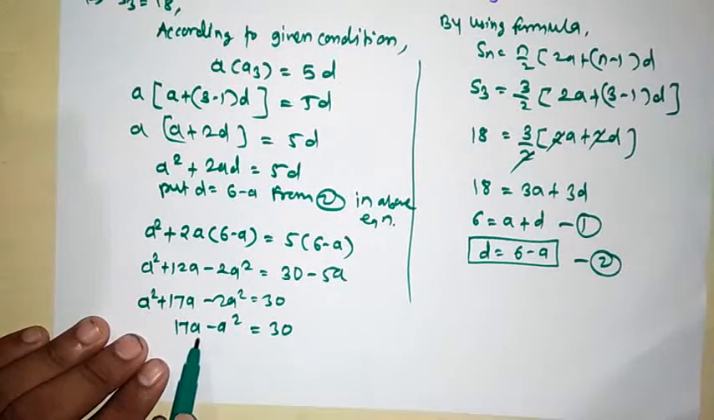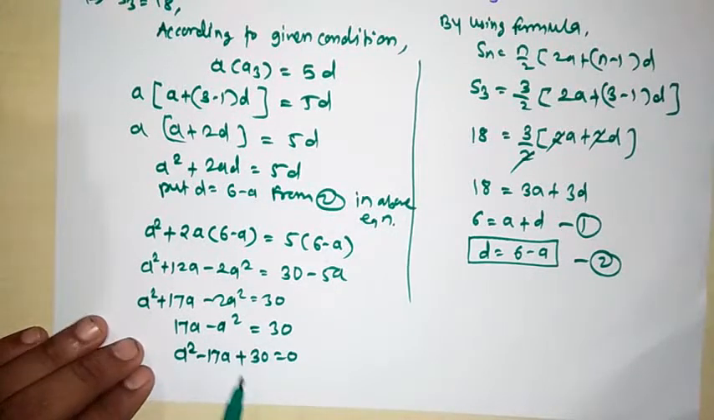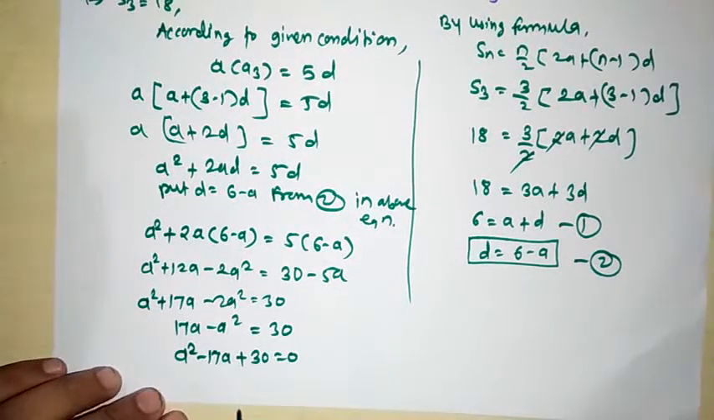Now send all terms towards the left hand side, or after rearranging these terms we will get a square minus 17a plus 30 is equal to 0. Now observe this equation. It is a quadratic equation. How to solve this? By using the splitting the middle term method.